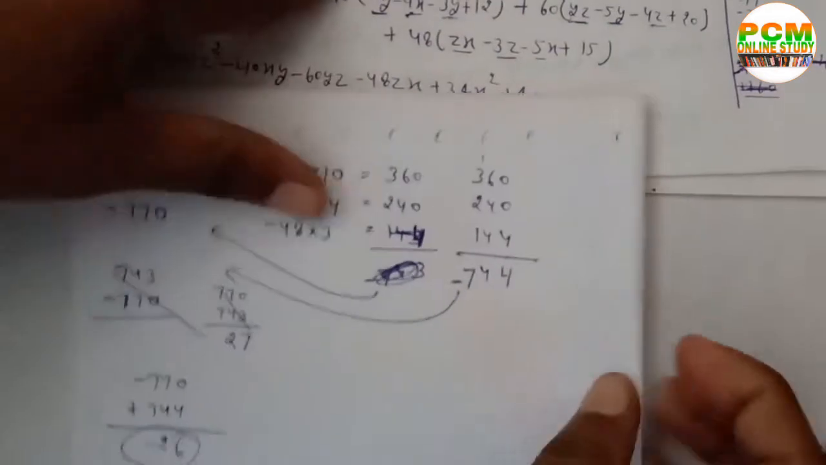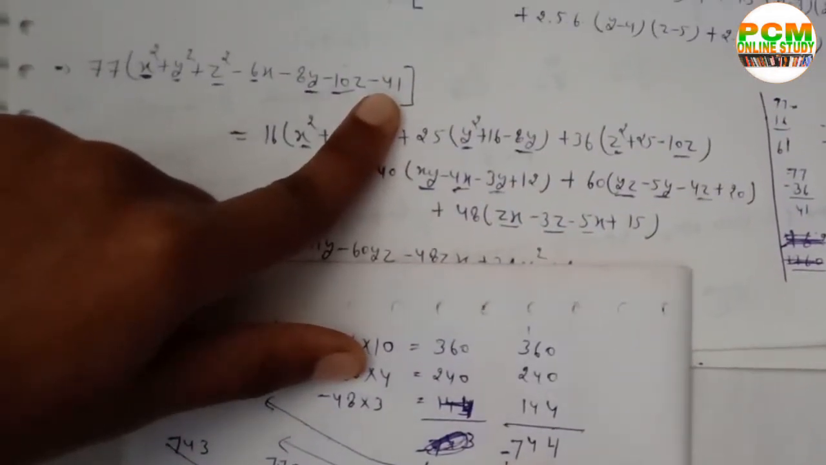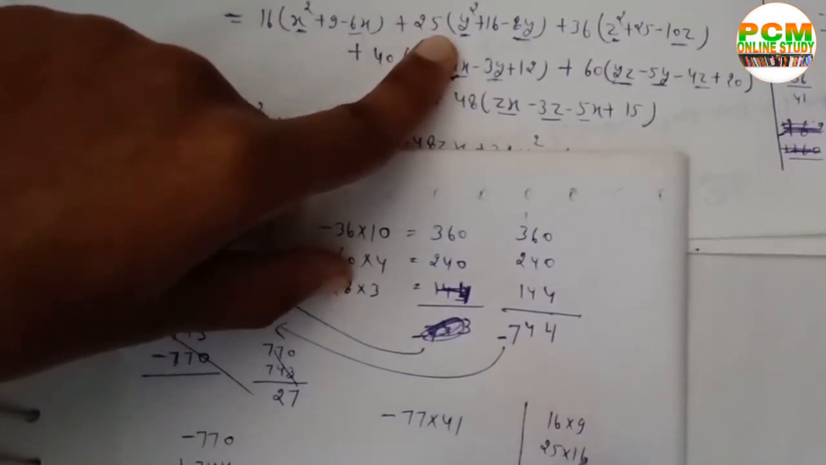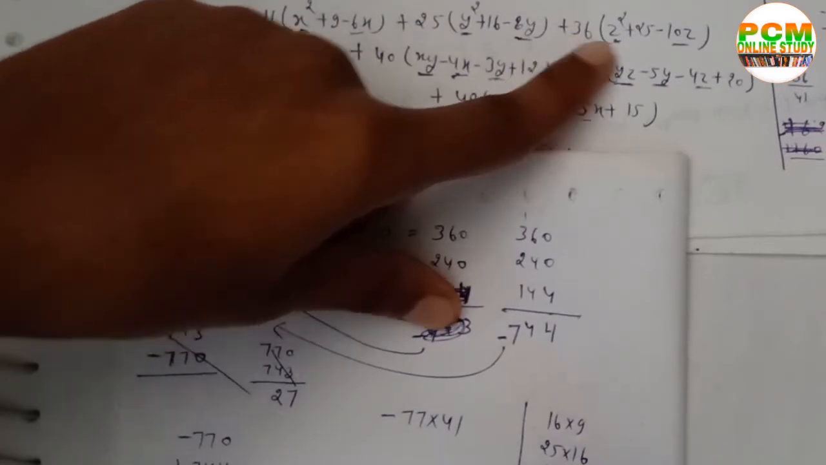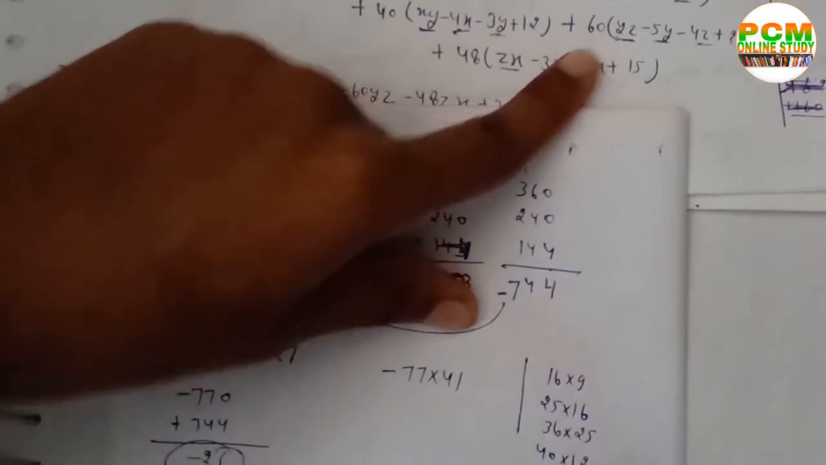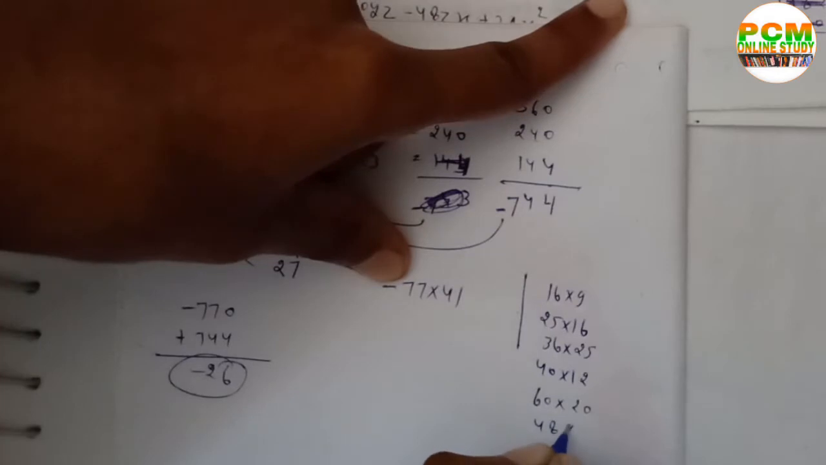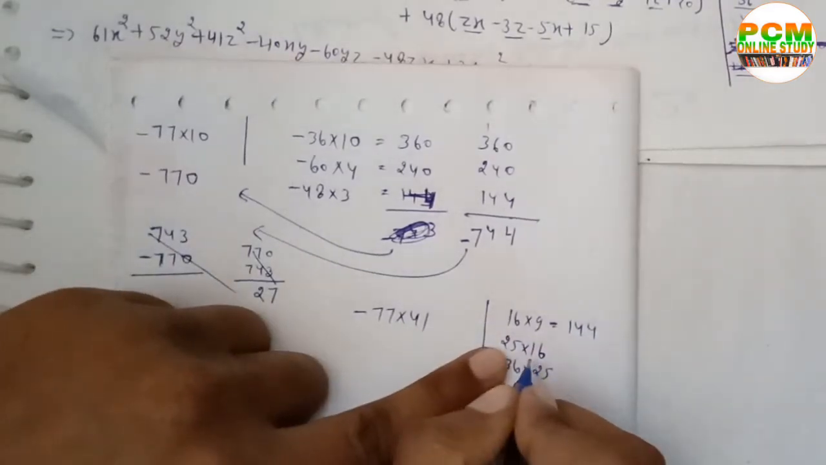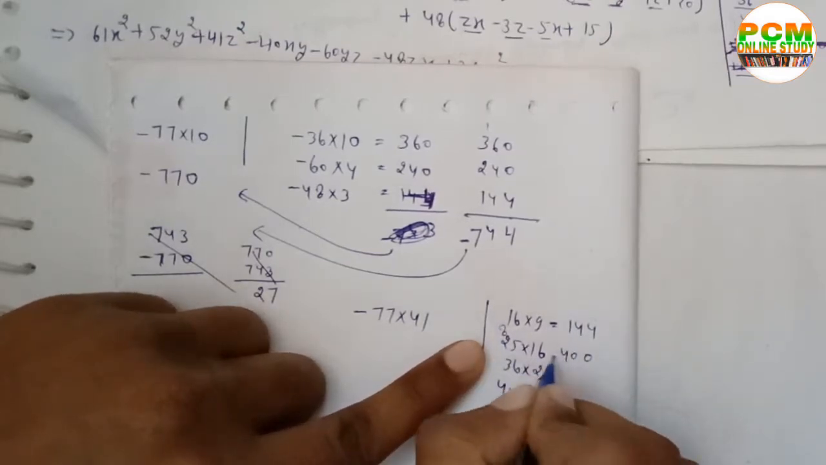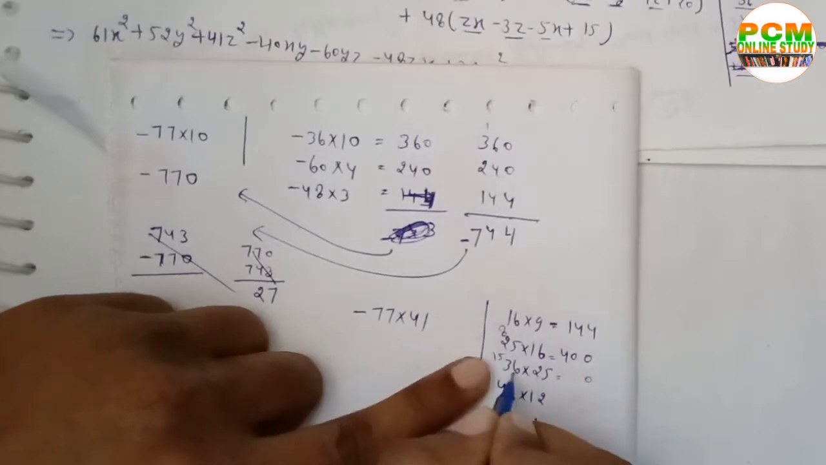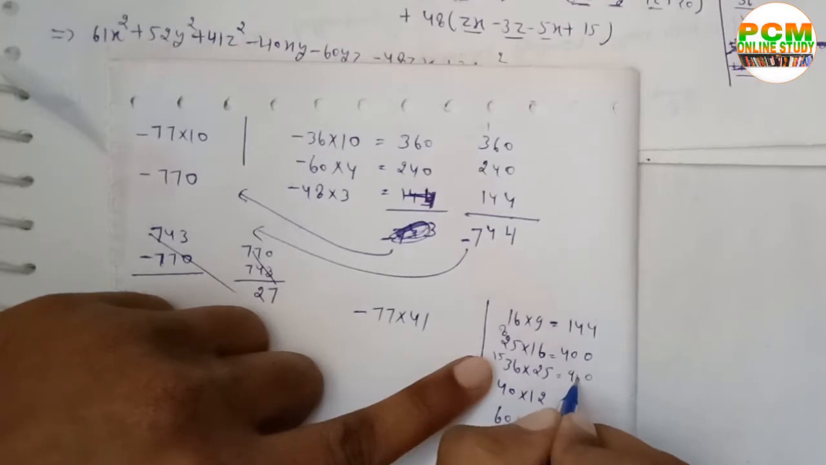So now remaining is constant number, so 77 into 44, and here 9 into 16 and 25 into 16 and 36 into 25 and 40 into 12 and 60 into 20 and 48 into 15. Okay, so just multiply and add, so it will be 144 and 25 into 16, so 0 carry 8, 400. Okay, and 36 into 25 is 150 and 75, so it will be 900.